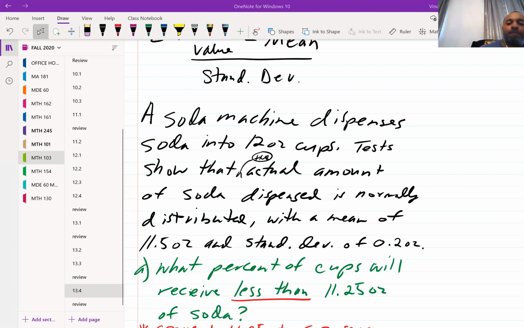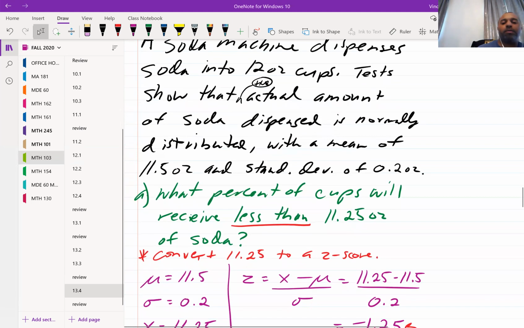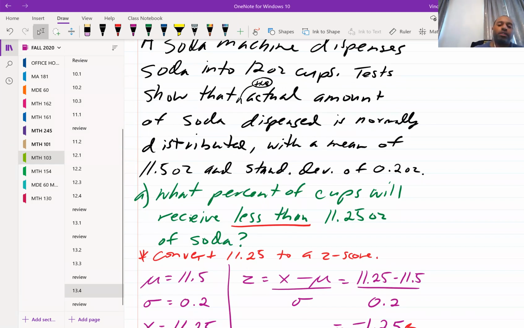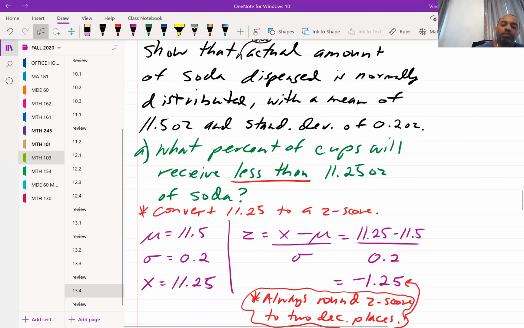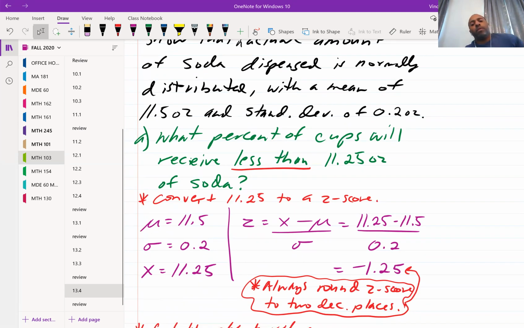All right. So first thing we'll do is convert 11.25 to a z-score. That's what we did right here. Our mean is 11.5, standard deviation is 0.2. That was given to us by the problem. It gives the data value of 11.25. So we use our formula right here. That'll be 11.25 minus 11.5 divided by 0.2, which will be negative 1.25. And also take note here that you always round your z-score to 2 decimal places.